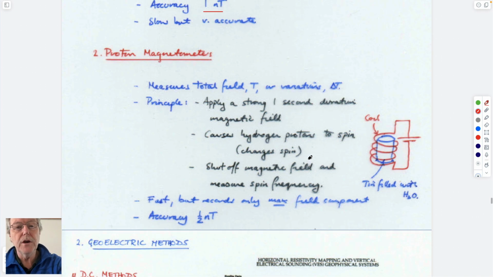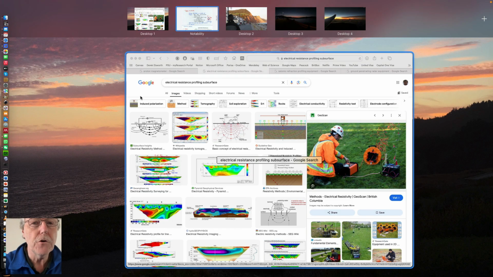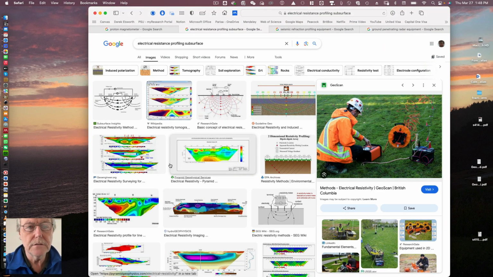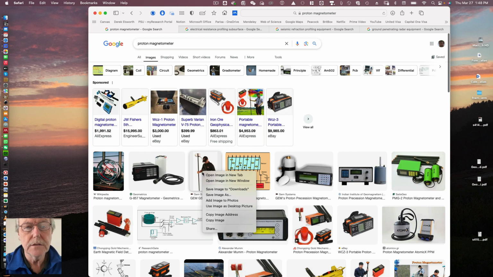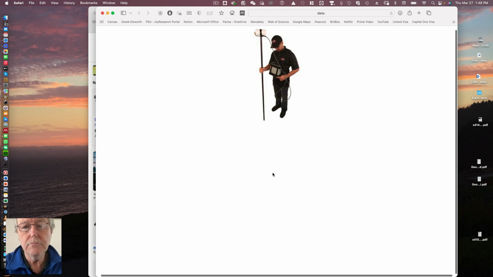The much more common way of doing it is to use a so-called proton magnetometer. And proton magnetometers look like this. Is this one? Yeah, okay. It would be something that looks like this. Can't really see it very well.